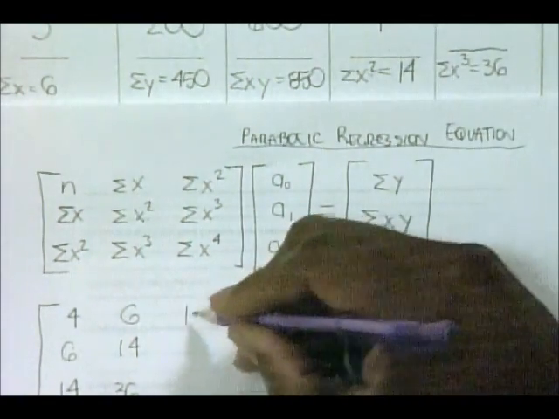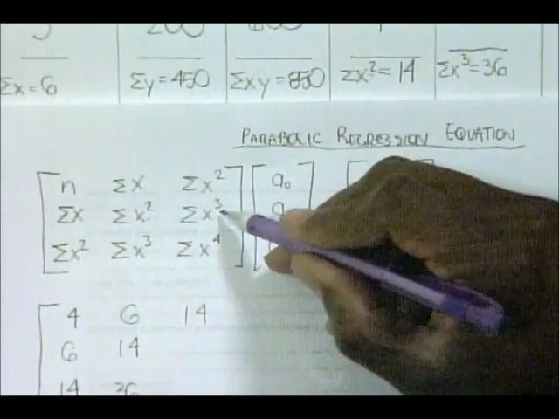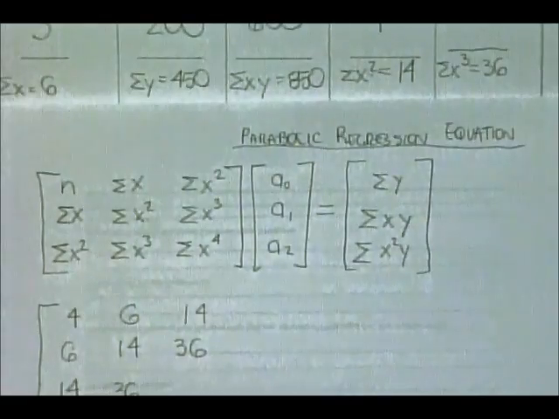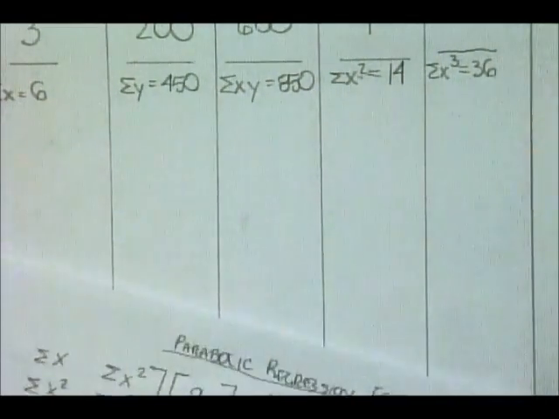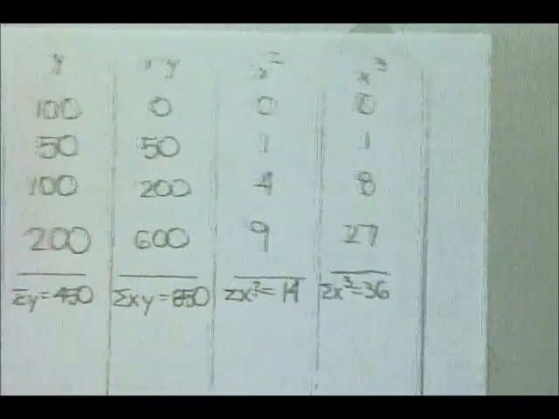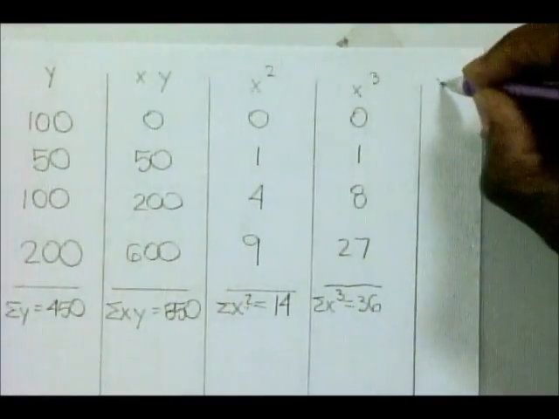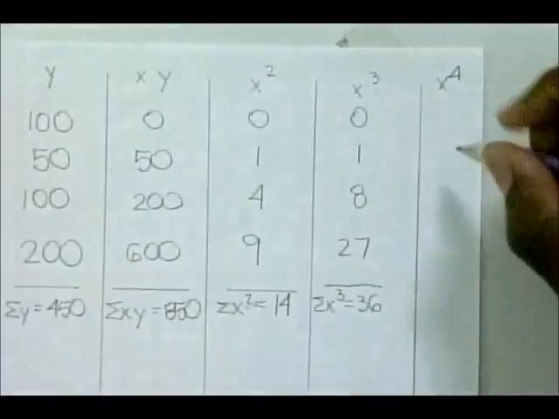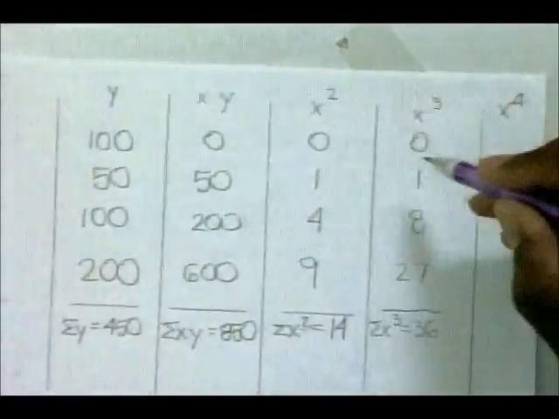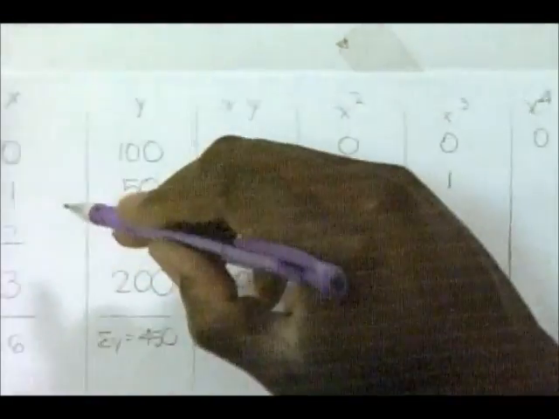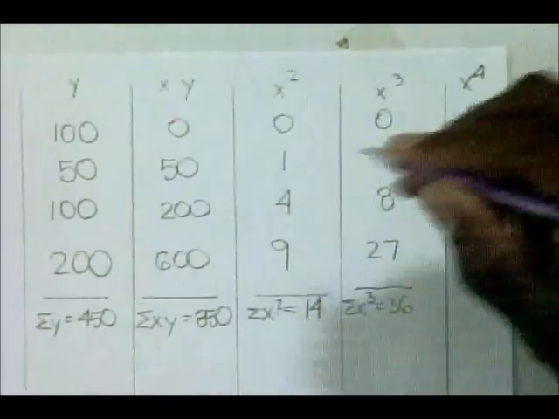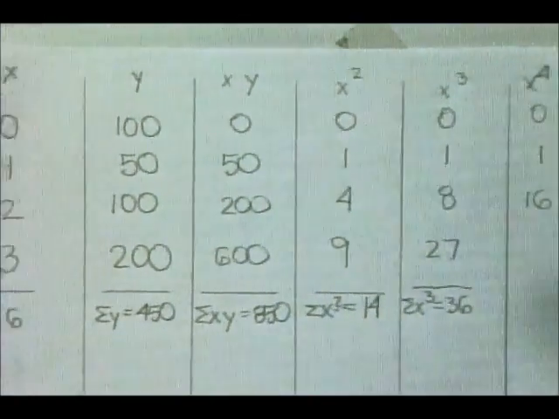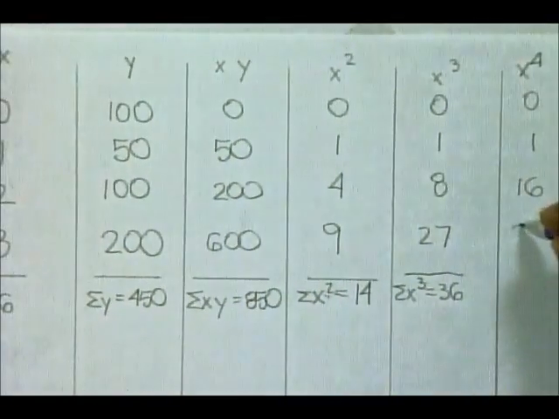That's 36. All right, the summation of x squared, that's 14. I'm just really using this as sort of a guide. The summation of x cubed, we just figured that out, 36. And now we need the summation of x to the 4. We hadn't figured that out yet because we didn't need it to come up with a linear regression line. Let's do that right here. Summation of x to the 4, 0 to the 4 is 0. 1 to the 4, that's 1. 2 to the 4th power, that's 16. 3 to the 4th power, that's 81.